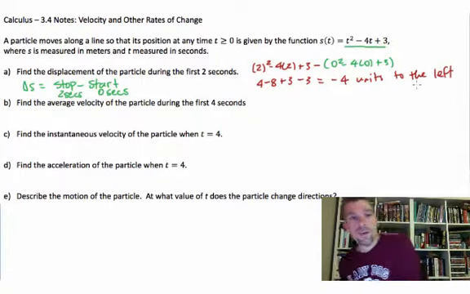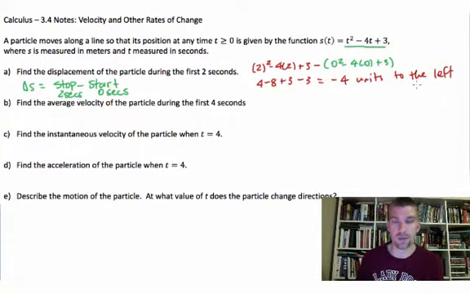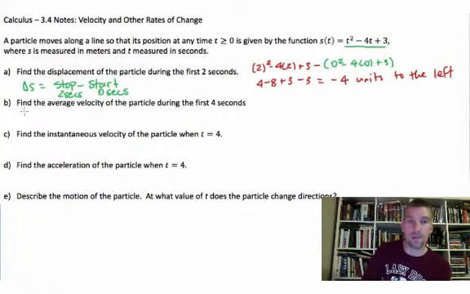Okay, so find the average velocity of the particle during the first 4 seconds. Well, gosh, average velocity, what was that? Instantaneous velocity is not quite what we're ready for here yet, because they want to know the average during the first 4 seconds. So what does that mean? That means that again we're going to have a function that looks like the change in position divided by the change in time. So delta S over delta T.